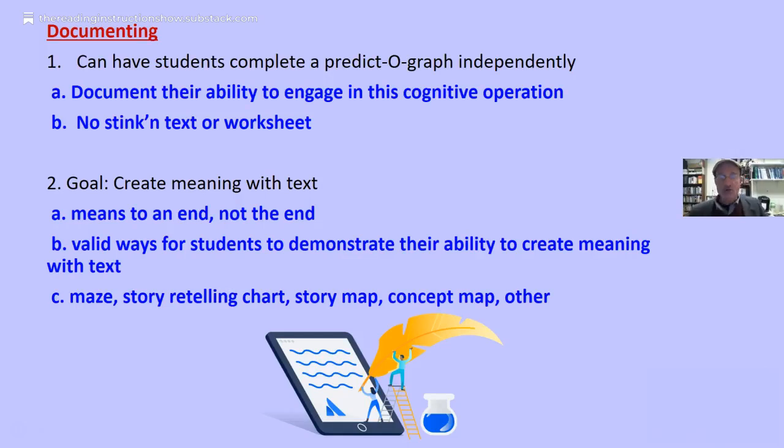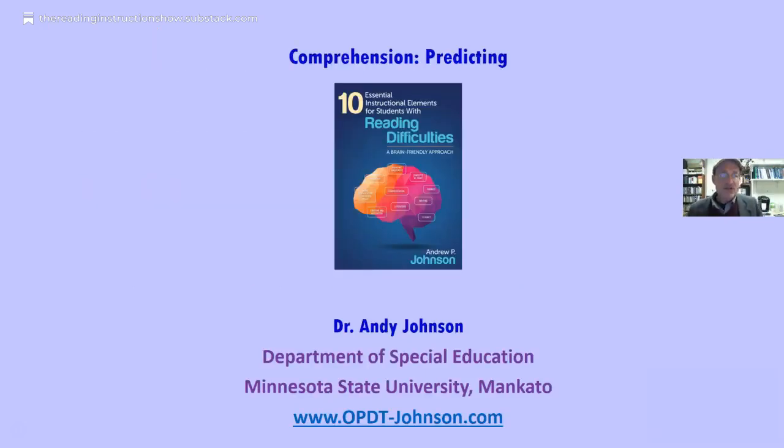Now, again, the goal is to create meaning with text. The graphic organizer, predictograph, is a means to an end. It's not an end in and of itself. So if you want to demonstrate or document their ability to create meaning with text, you look for valid ways to do this: maze, story retelling charts, story maps, concept maps, or other ways. Comprehension, prediction.